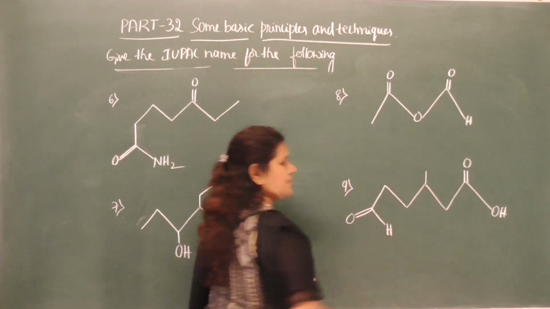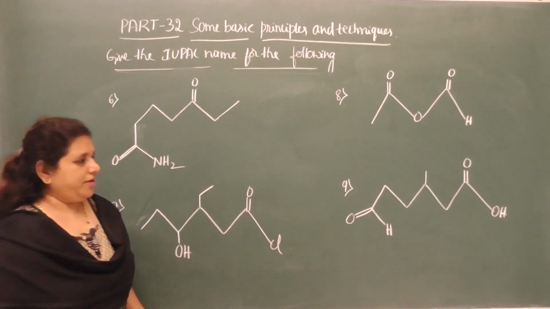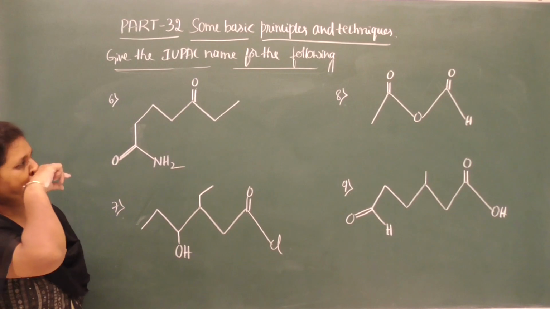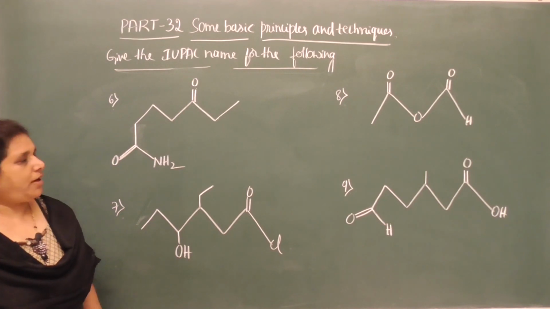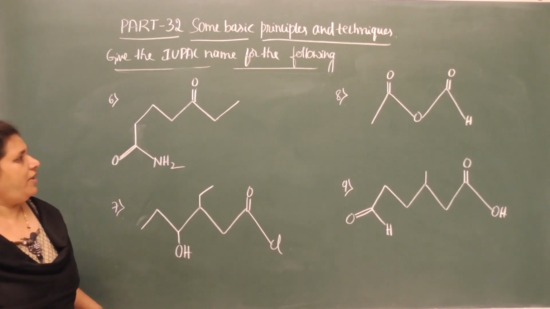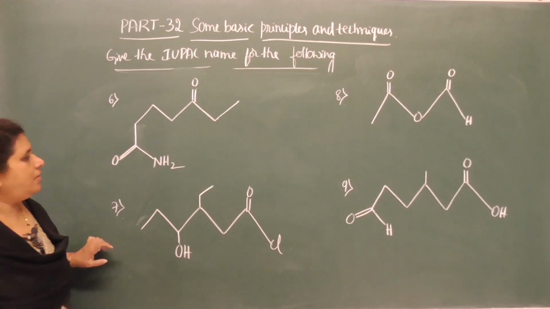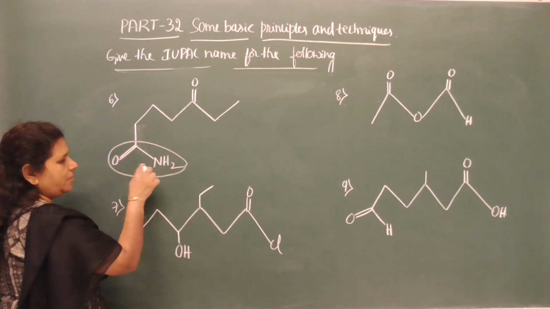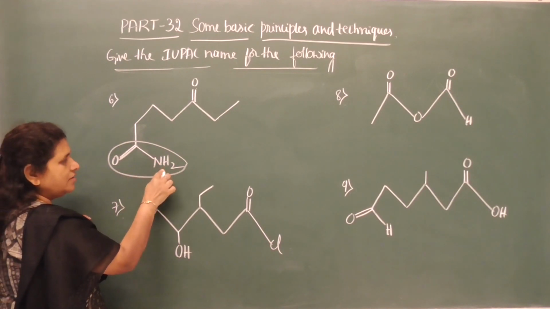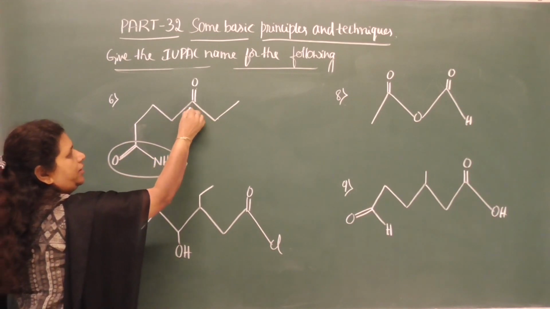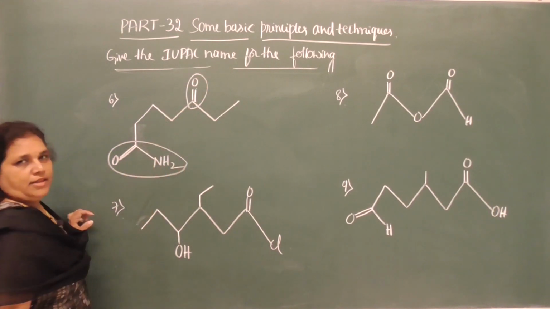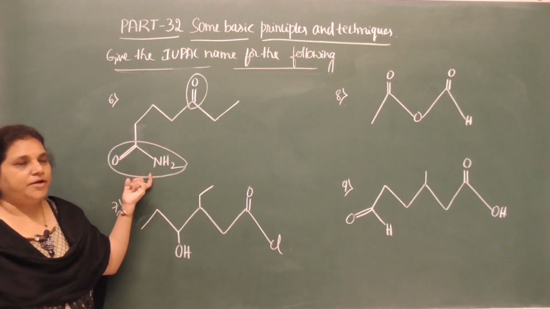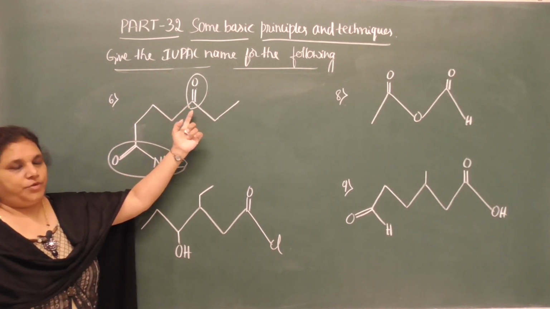Okay, move on to these compounds. Try to identify the functional groups in the given bond line formula and then write the IUPAC name. So here we have two functional groups. Look here, this is C double bond O, NH2, an amide, and here is a ketone group, correct? On the basis of the priority table, we have to give the preference to the amide group rather than the ketone group.